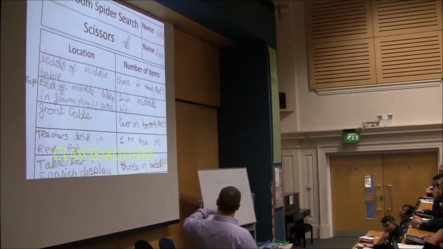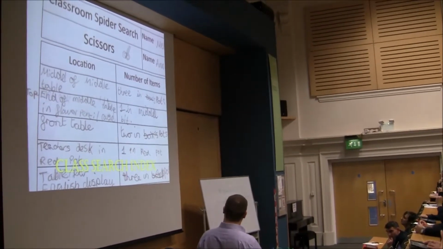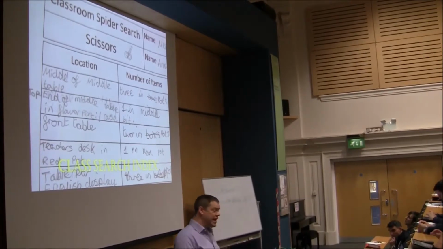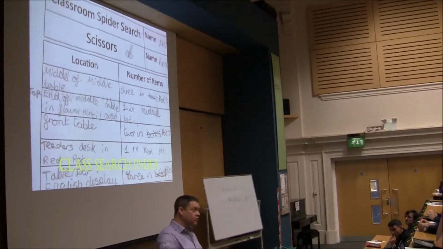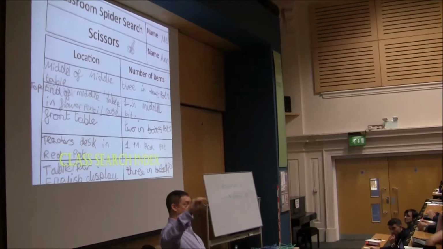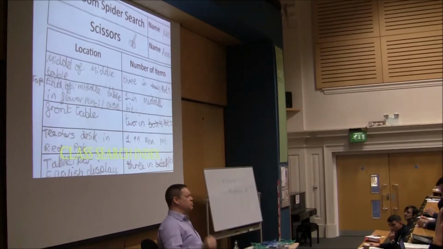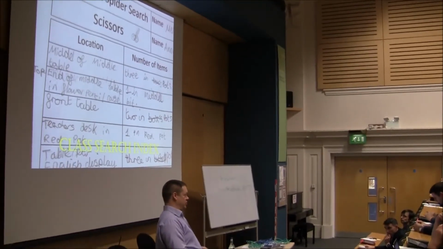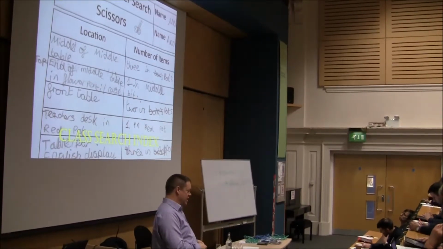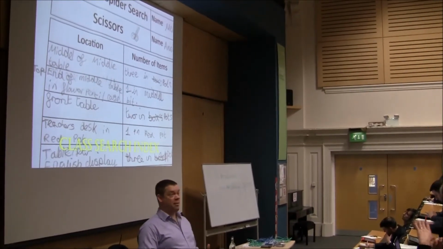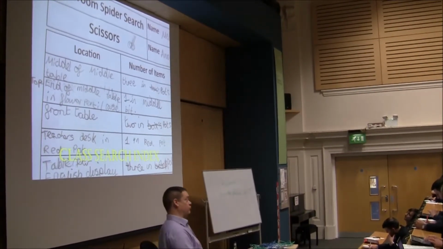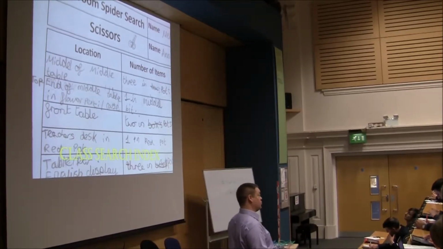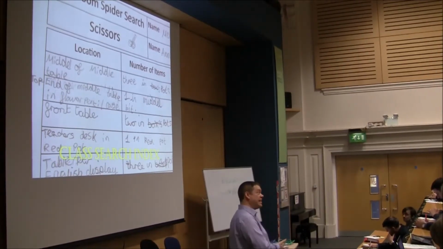Okay? So they fill this in, they say the number of items, and then we come back and we say, well, actually, out of all your locations where you found things, what was the best location? You discuss that amongst yourselves, and the kids come up, and then you get some feedback after about 2 or 3 minutes about what they thought was best and why.